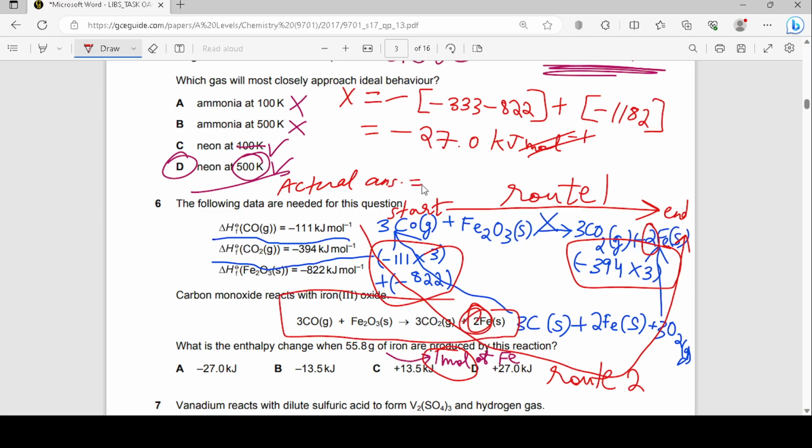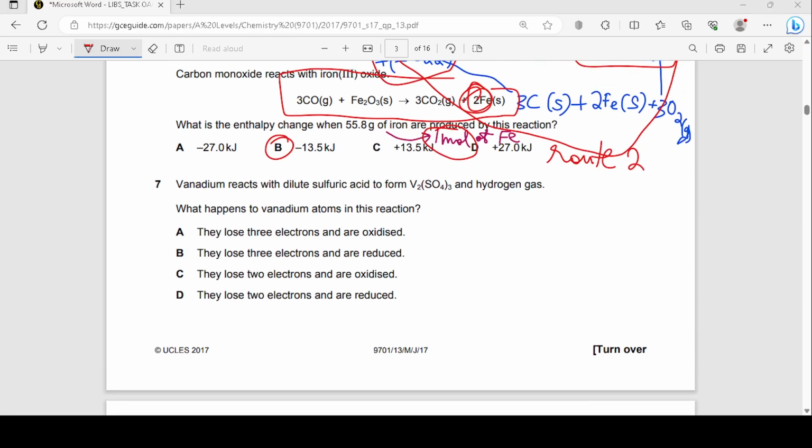So the actual answer equals minus 27.0 divided by 2. So minus 27 divided by 2 would actually be minus 13.5 kilojoules per mole. I hope that makes sense. And so therefore your answer is going to be B. All right. And yeah, next question.